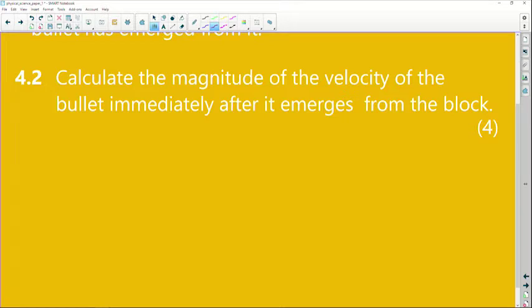Then, as always, it's useful to write down the given information. In this case, we've got the mass of the bullet, which is 0.015 kilograms. And just remember that we need to use SI units. So if they give you the mass of the bullet in grams, you need to turn it into kilograms.